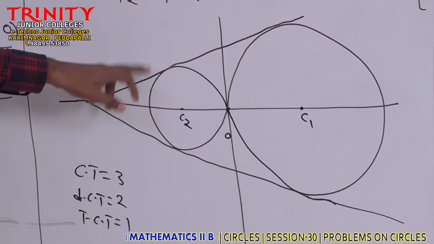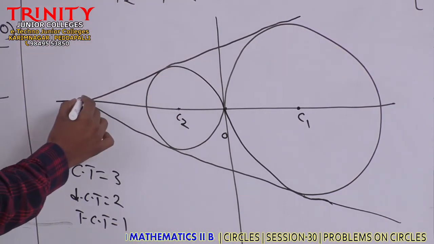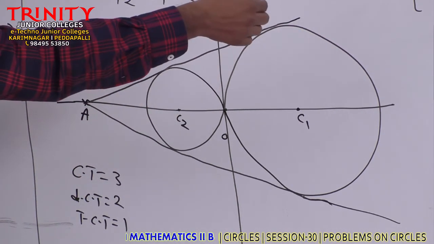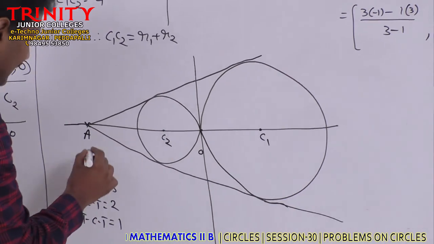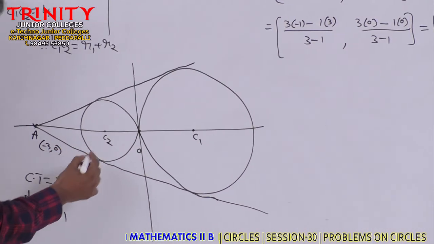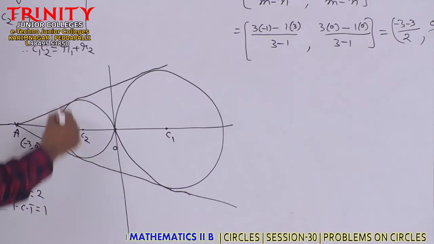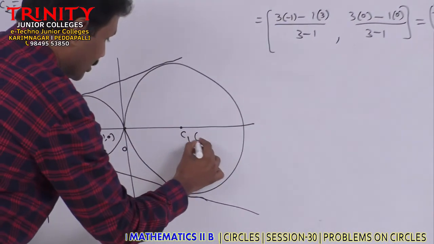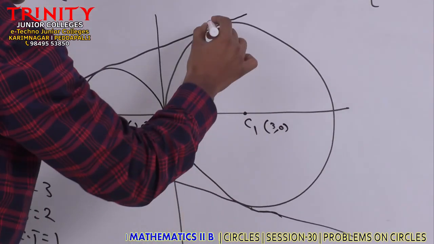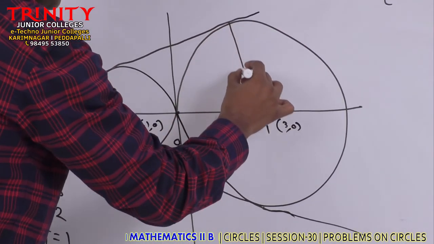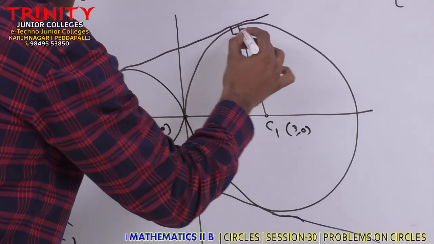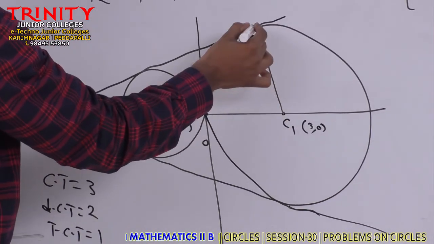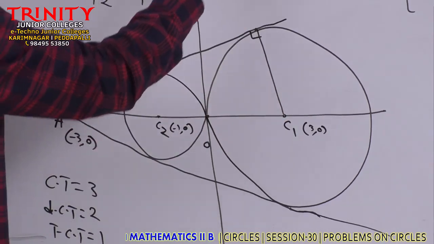These are the direct common tangents. This is the transverse common tangent. We name the point of intersection of the direct common tangents, the external center of similitude, as A, that is minus 3 comma 0, and C2 is minus 1 comma 0, C1 is 3 comma 0, and this is the normal, perpendicular to the tangent. The distance from any point on the circle to the center is the radius, that is 3 units.